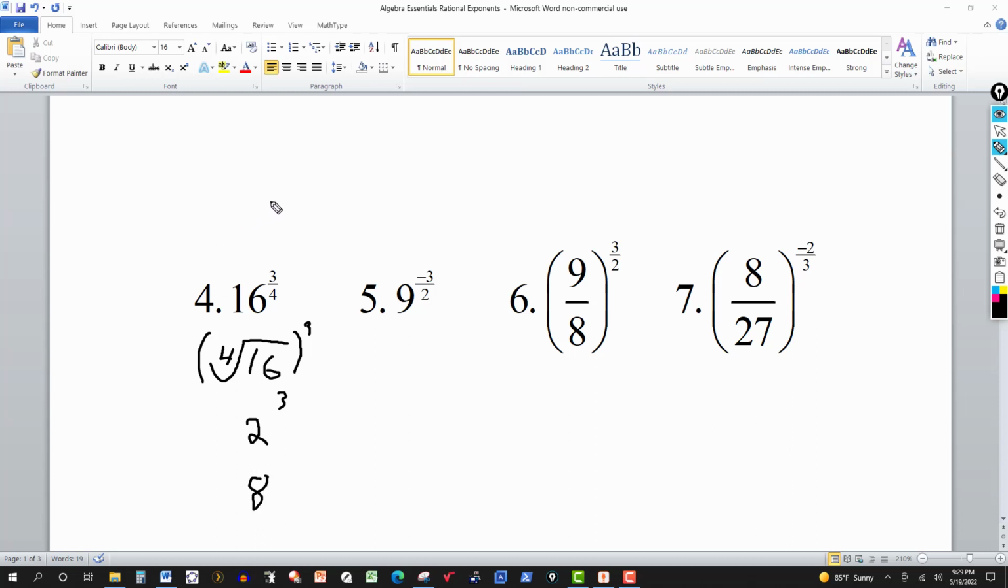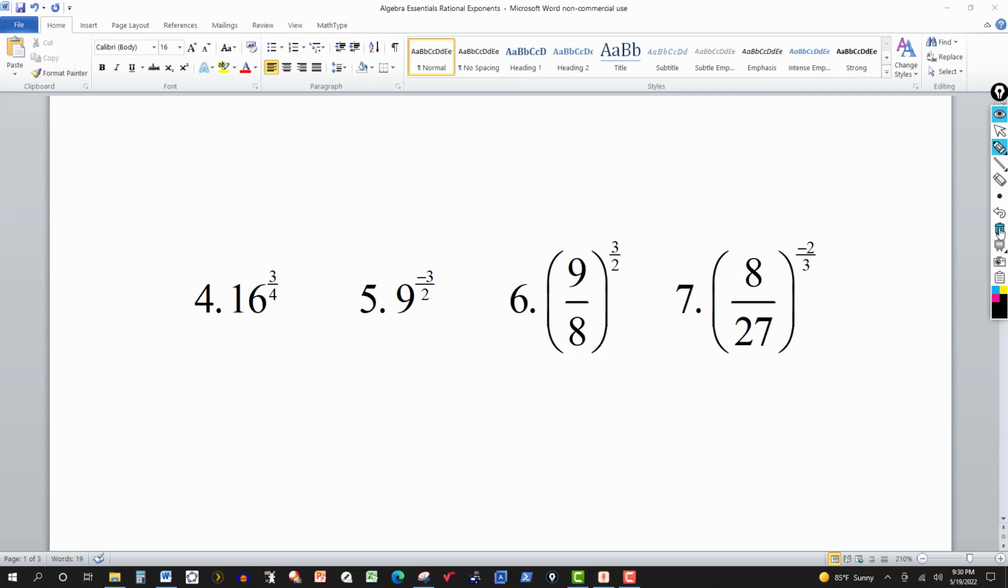And again, I can set it up this way without using the radicals. I could just say 16 is 2 to the 4th, and that's taken to the 3/4 power. Power to a power, multiply exponents, so these cancel out. I get 2 to the 3rd, still get 8.